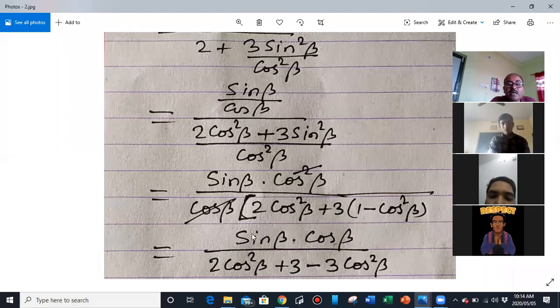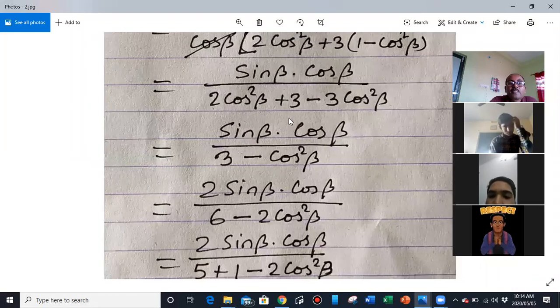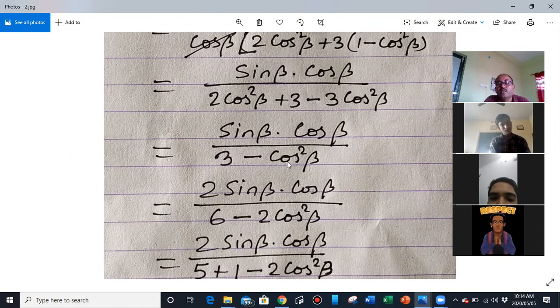So what is left? Sin beta cos beta upon 2 cos square beta. Here remove the inner bracket, 3 into 1 is 3, minus 3 cos square beta. Now the numerator is the same, sin beta cos beta. In the denominator, 2 cos square beta minus 3 cos square beta is minus cos square beta.